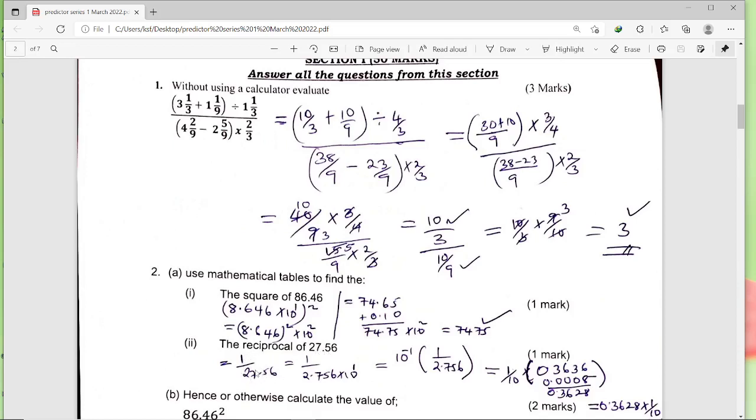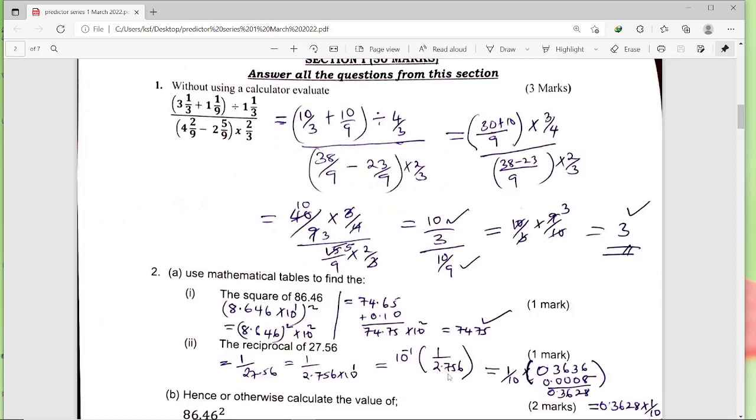So 1 over 27.56. Remember, in the reciprocal table we have numbers from 1 to 9, and therefore 27 you cannot find. You have to write it in standard form. So it will be 1 over 2.756 times 10 power 1. The reciprocal of 10 power 1 is the opposite, 10 power negative 1. So it will be 10 power negative 1 times the reciprocal of 2.756, 1 over 2.756.